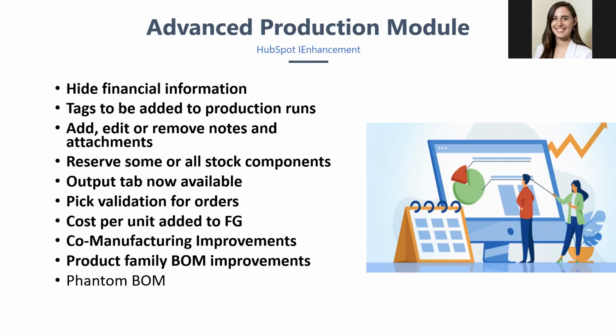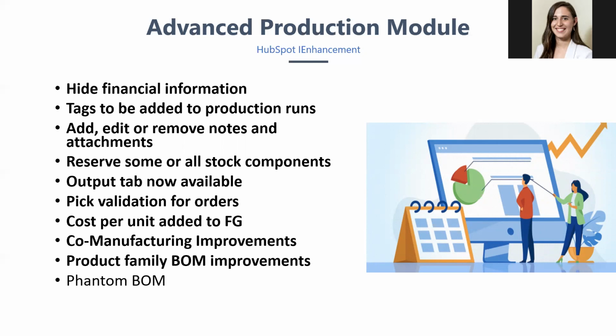Tags are now added to the production orders, meaning that the production orders list can now be searched by tags. You can also add, edit, or remove notes and attachments from production runs. So we can attach things like temperature, quality control notes, and so forth at that point. You can also reserve some or all of the stock components of a production run as soon as a production order has been released, which could be split into production runs.